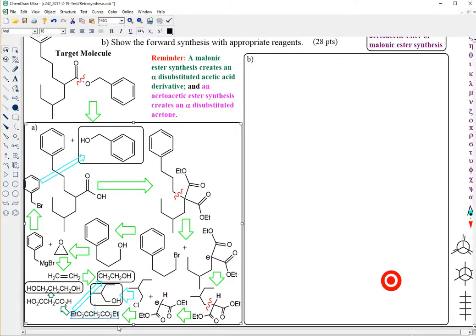Diethyl malonate is illustrated here. It comes from esterification of malonic acid, the 3-carbon dicarboxylic acid, and ethanol. Dicarboxylic acids are easily obtained by oxidizing diols. We are now ready for our forward synthesis.